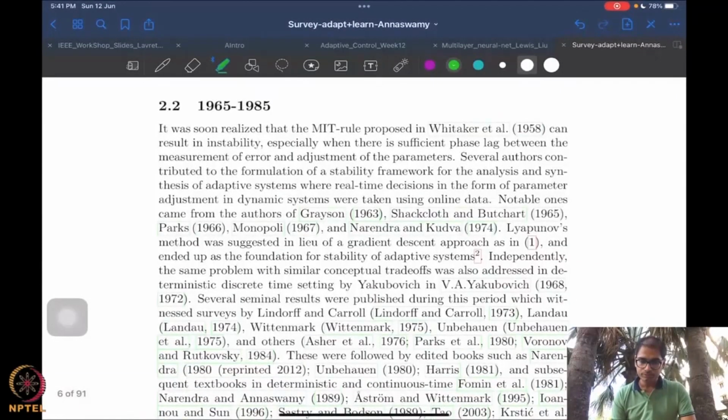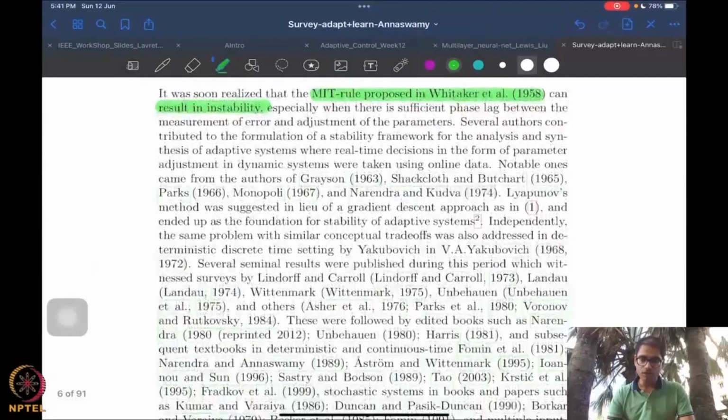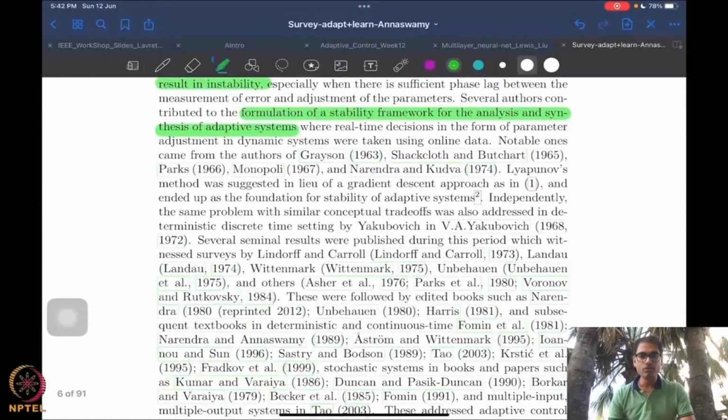Now, it was of course realized soon that this MIT rule proposed by Whitaker can result in instability, and then there was a requirement to study the stability of these adaptive controllers, right? It was not just enough to figure out a way to adapt the parameters, but to find a way to formulate a stability framework for analysis and synthesis of adaptive systems. This is where there was a lot of delving into dynamical system notions. Many authors, I would again point you more towards Narendra and Kudva, who are among the seminal researchers in this area.